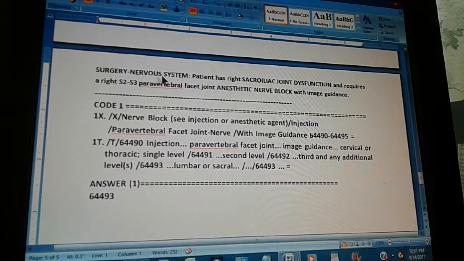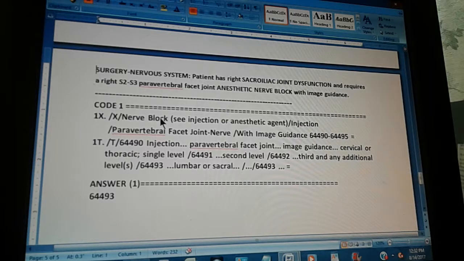Let's read the whole summary of the problem. This is the surgery section of the CPT book, the nervous system, and the patient has a right sacroiliac joint dysfunction, an SI joint dysfunction, and requires a right S2 and S3. Those are names of the vertebrae in the sacroiliac part. And it's a paravertebral facet joint anesthetic nerve block with image guidance. That's the text of the procedure. There's only one code, and it is found through the index like this. First you go to the index, then to nerve block. Nerve block is the procedure. You're blocking a nerve so that there won't be any pain.